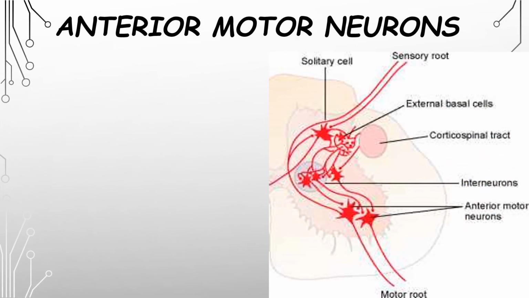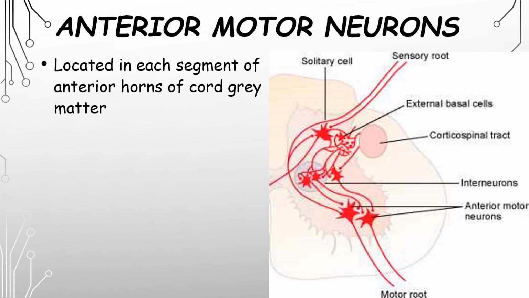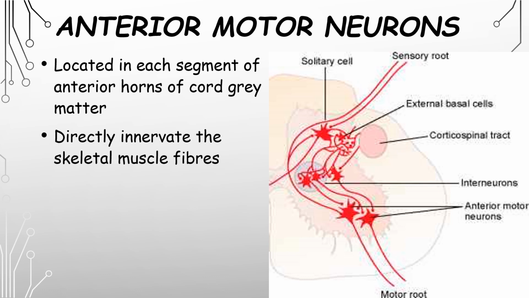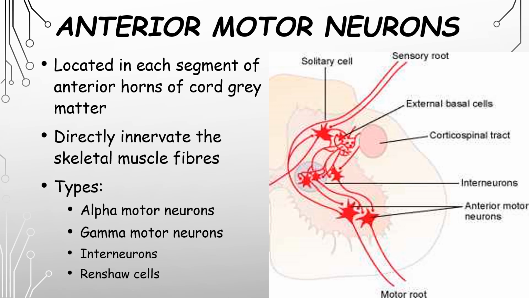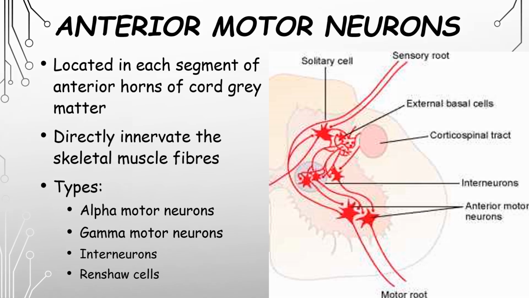Anterior motor neurons. These are the motor neurons located in each segment of the anterior horns of the spinal cord gray matter, which is the ventral column. They directly innervate the skeletal muscle fibers. There are different types of anterior motor neurons: alpha motor neurons, gamma motor neurons, interneurons, and Renshaw cells.